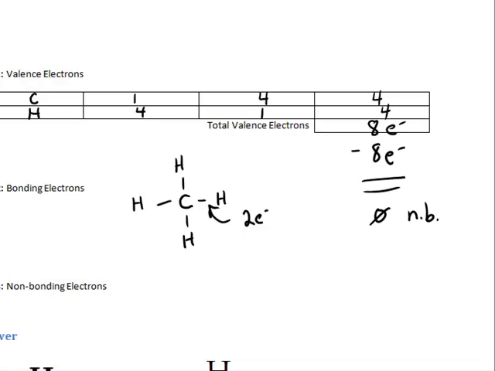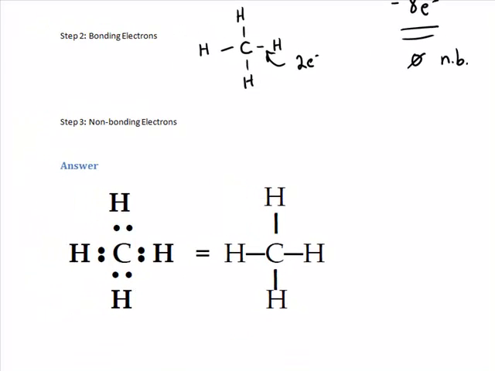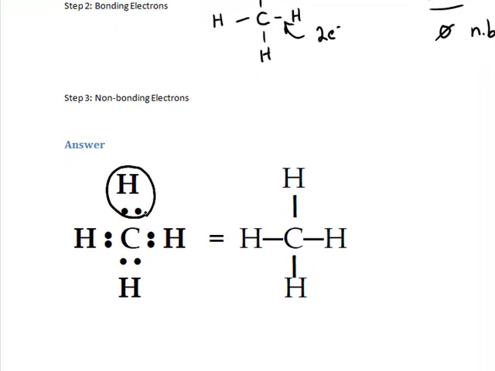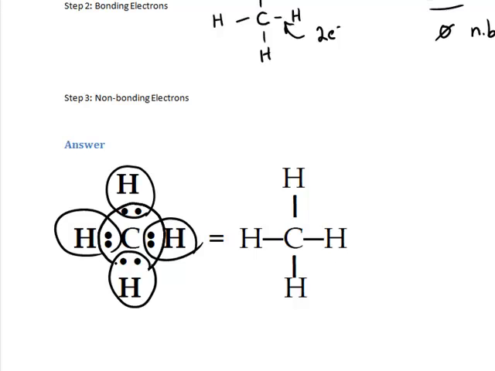Now let's look at our answer, and we notice we can list our answer 2 ways. We can either show the dots or just show lines. So if we circle around the duet, we can see that we have completed the duet rule around the hydrogens. And when we circle around carbon, we see we have 8 electrons around the carbon. So we have, in fact, done our Lewis dot structure properly.